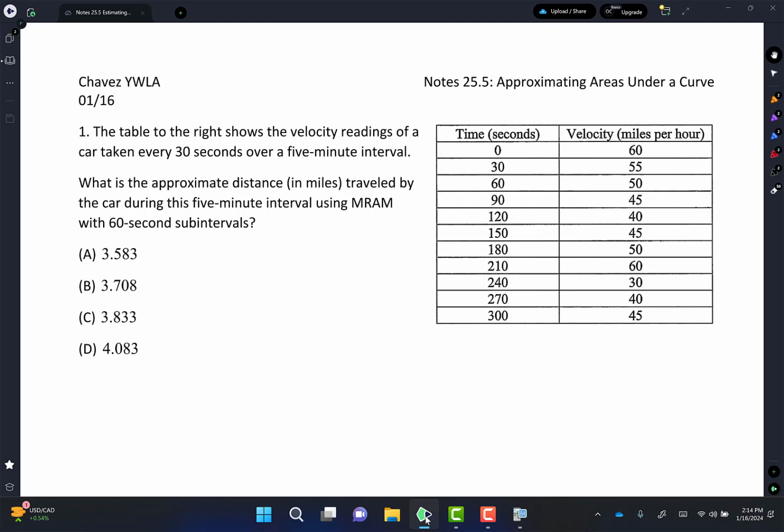No, it's 25.5. I'm going to go slow, guys. I'm going to go slow. So let's do some application problems. Let's see what's up with these things.